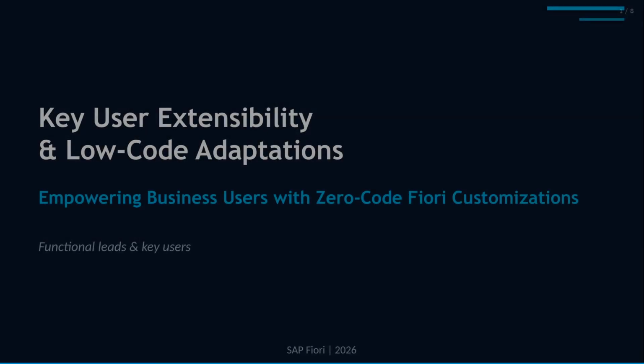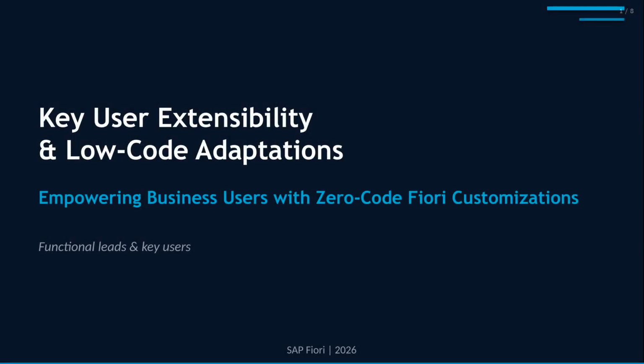Your purchasing team wants the vendor name to appear before the material number on the purchase order screen. Simple request, right? But the developer backlog is 8 weeks long, so the business waits. Meanwhile, someone builds a workaround in a spreadsheet, and now you have data living outside your SAP system.